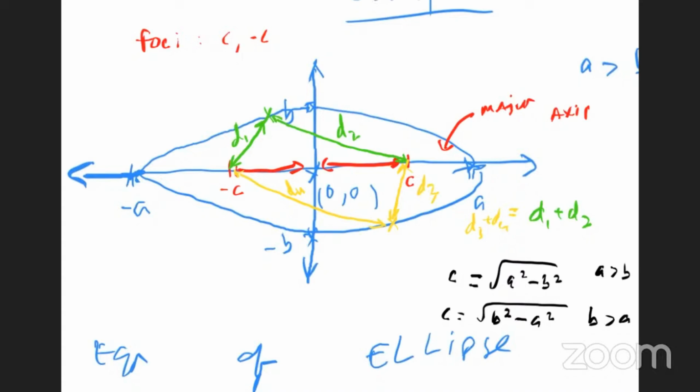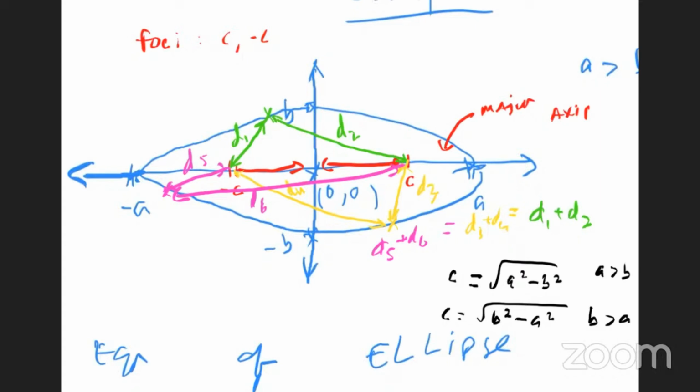The foci is a special point along the major axis where the sum of the distances from any point is constant. If I were to go much further away, like all the way down here, and I add up this and I add up that, that'll be the same distance. That'll be the same as D3 and D4. Okay? So you see our circle is always equidistant from the center. The sum of the distances from the foci is always constant.